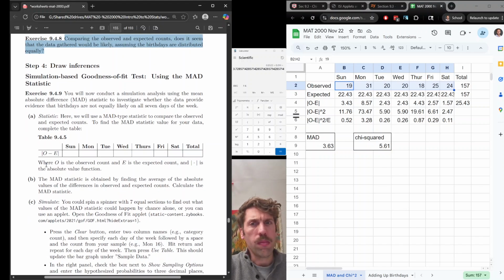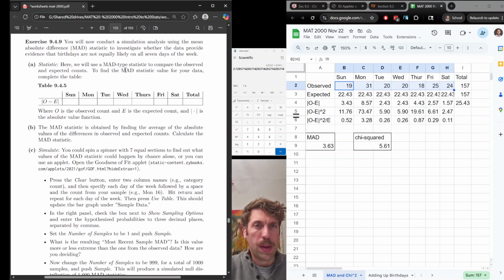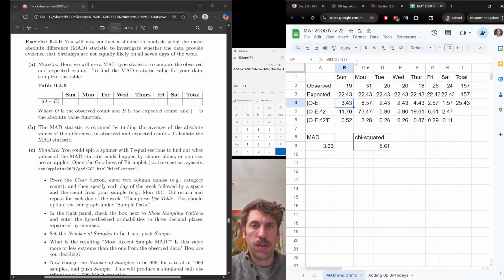Okay, now for number 9, you will now conduct a simulation analysis using the mean absolute difference, MAD, type statistic to compare the observed and expected counts. To find the MAD statistic value for your data, complete the table. So do absolute value of observed minus expected. That's what I did here, using the function ABS, which is absolute value, and then observed minus expected.